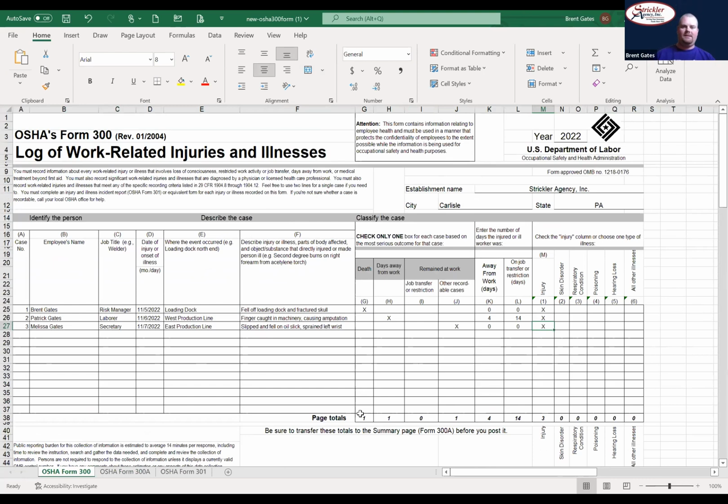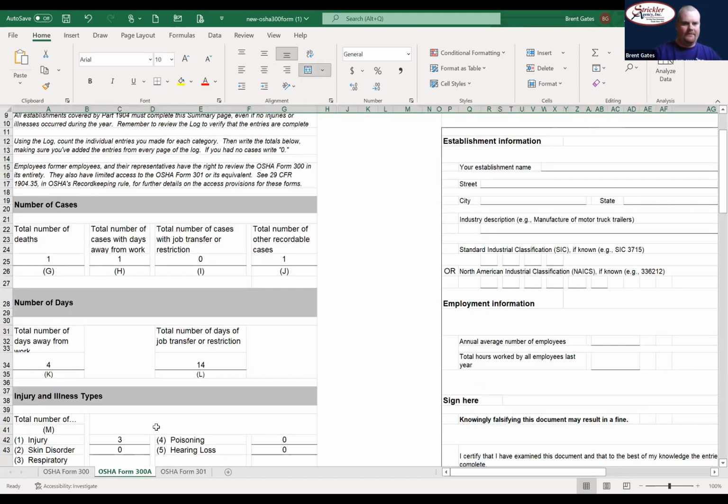So if you're doing that on a piece of paper, you just look at G, what's our number at the bottom, and transport that right over to your 300A form. Same with your total number of cases with days away from work. This isn't the number of days you've had away from work. This is the total cases. So how many different situations have occurred where somebody was out of work?